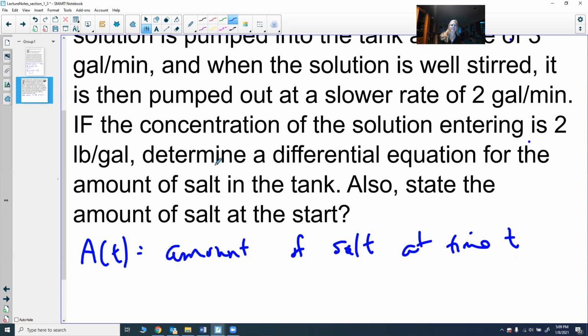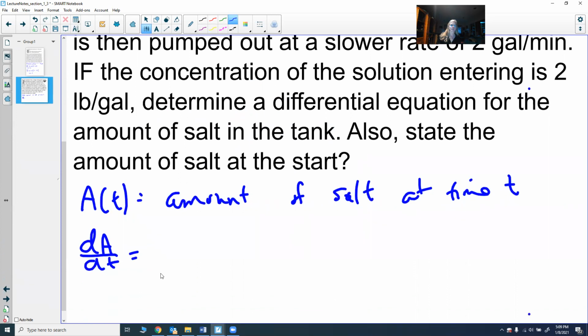The amount of salt that's in the tank is obviously changing over time because we've got things going in and things coming out. So because it's changing over time, that means there's a rate of change. So the derivative of A with respect to t, my independent variable, is what we have. And now what we want to look at is how is that changing? Well, we have stuff coming in and we have stuff going out. So the rate of change is based on how much is coming in and how much is going out.